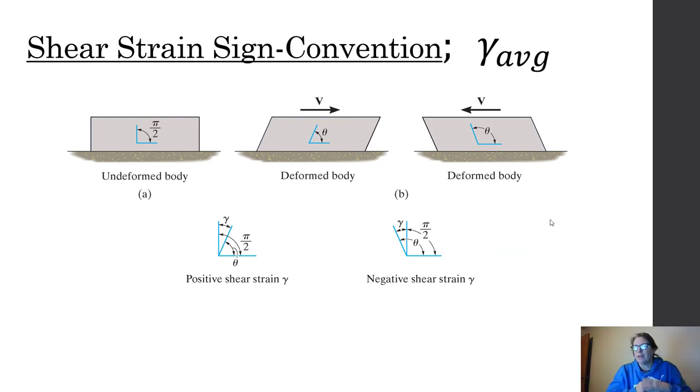Here's another way to look at it if you need to remember. This would be a great thing to put on a 3x5 card as you're doing your homework. You can see my undeformed body, pi over 2, 90 degrees, but in radians. Deformed body, okay? We have that internal theta, and pi over 2 minus theta is gamma. We have the third picture, theta's gotten bigger, so pi over 2 minus theta is now negative. Bigger, because pi over 2 minus theta is a negative gamma. So shear strain is changing from perpendicular edges to skewed edges. Shear strain. Okay, that's it.